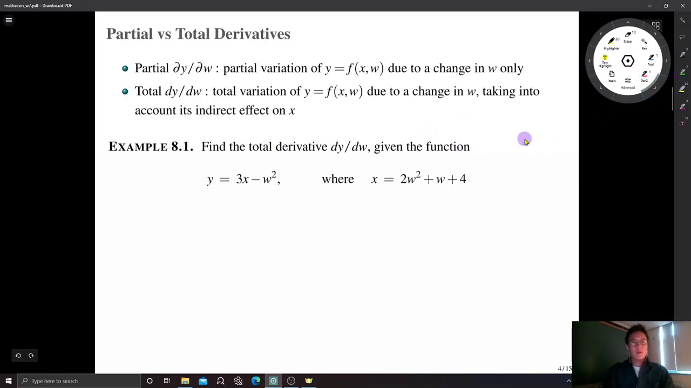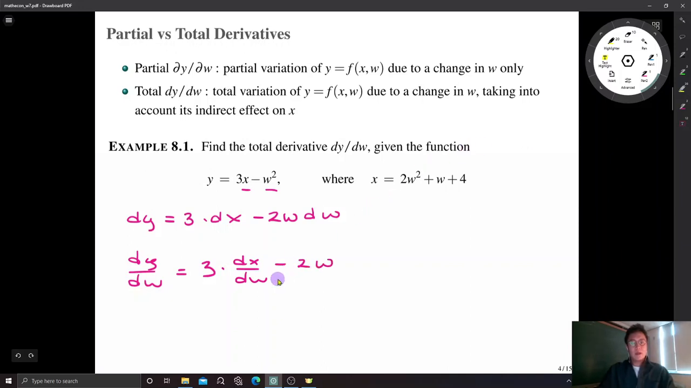Okay. So now y is a function of x and w. Let me first start with the total differential. So dy is going to be 3 times dx minus 2w dw. Right? And then I divide by dw. dy over dw is 3 times dx over dw minus 2w.